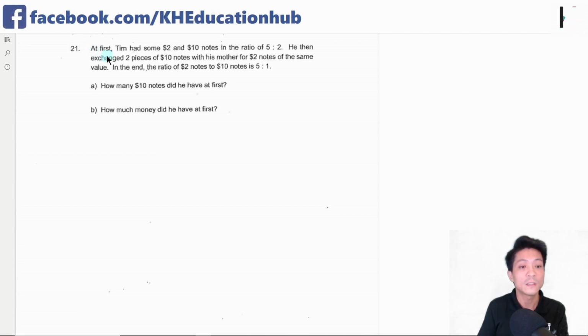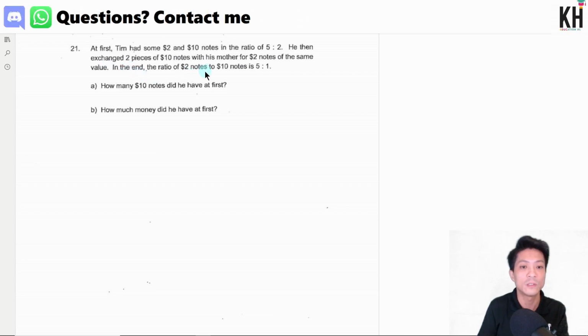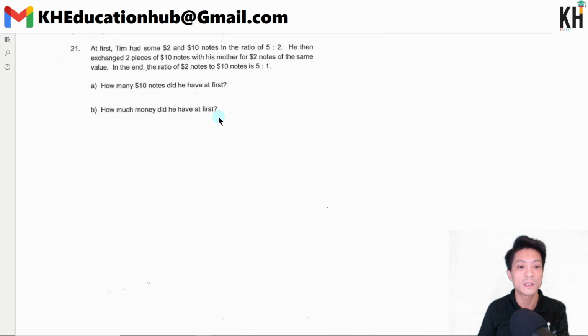Question 21. At first, Tim had some $2 and $10 notes in the ratio of 5:2. He then exchanged 2 pieces of $10 notes with his mother for $2 notes of the same value. In the end, the ratio of $2 notes to $10 notes is 5:1. So how many $10 notes did he have at first? And how much money did he have at first?